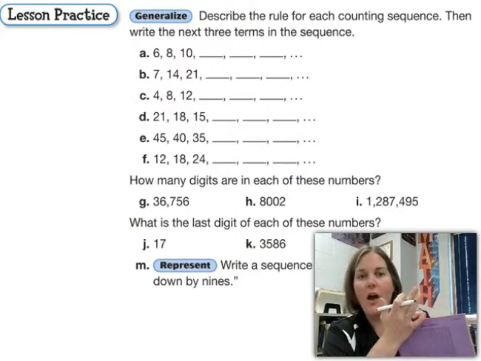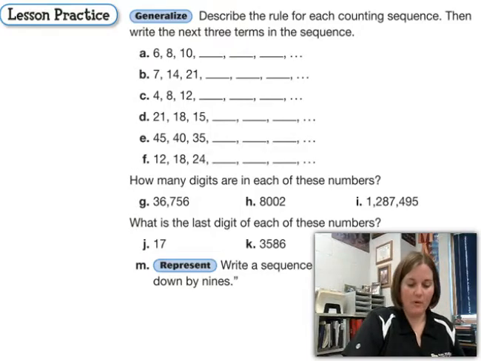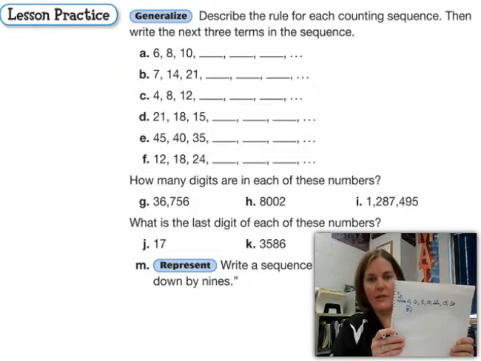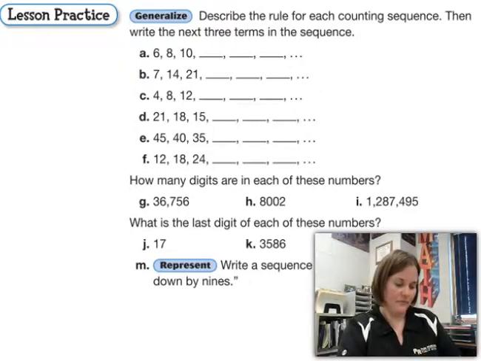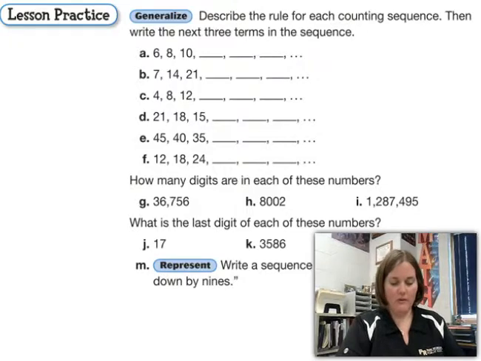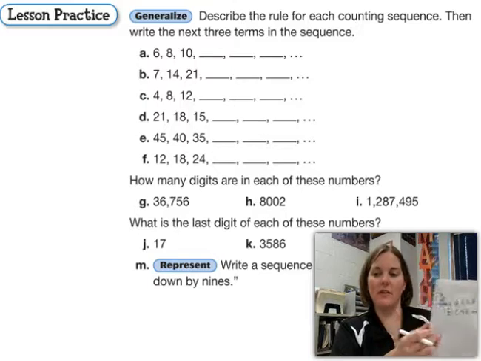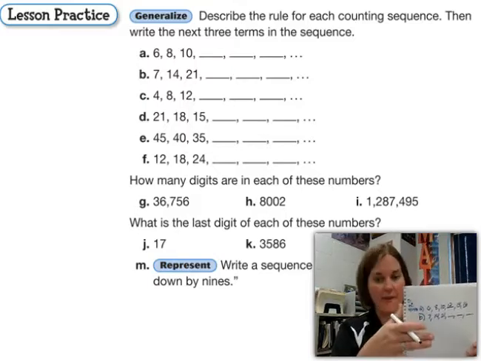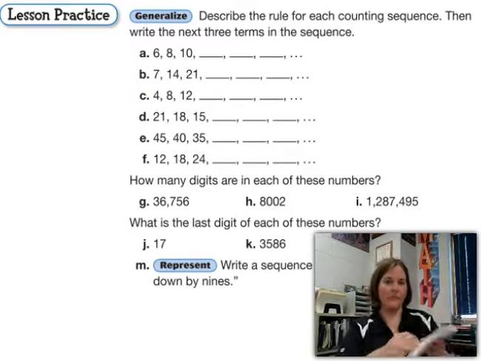Okay? I would like you to try question B on your own in your notebook right now. So go ahead and write B, and then write 7, 14, and 21. Try to determine the rule, figure out what it's doing, and then try to find the next 3 terms. If you need to pause the video so you can have time to work, please do that. We're going to do one more question together.